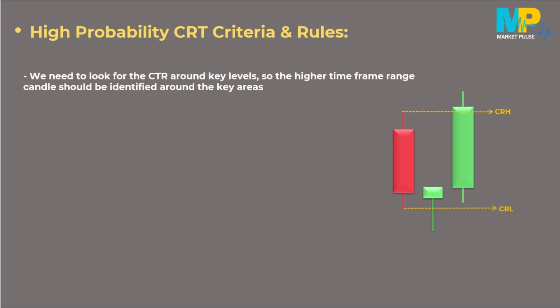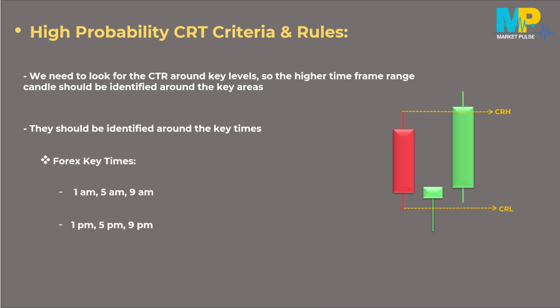Firstly, we need to look for the CRT around key levels, so the higher time frame candles should be identified around the key areas. Second, they should be identified around the key times. For having high-probability CRTs, here are the key times that must be considered. For the forex market, we should consider the candles formed at 1 a.m., 5 a.m., 9 a.m., 1 p.m., 5 p.m., and 9 p.m.